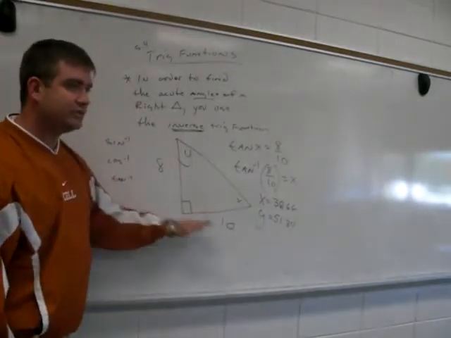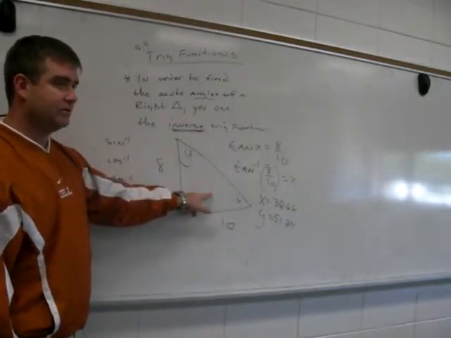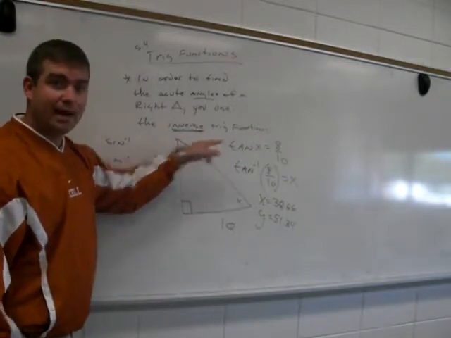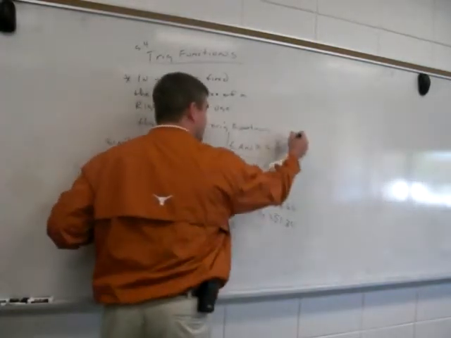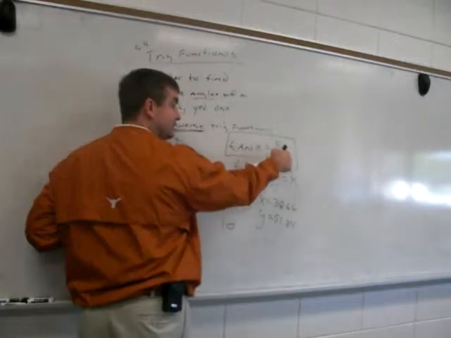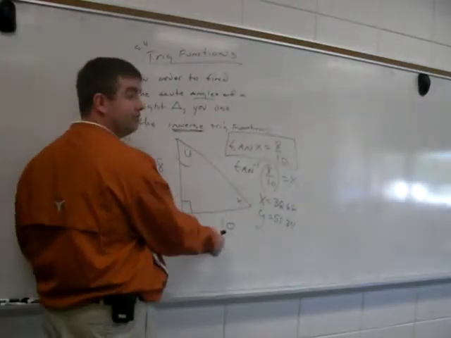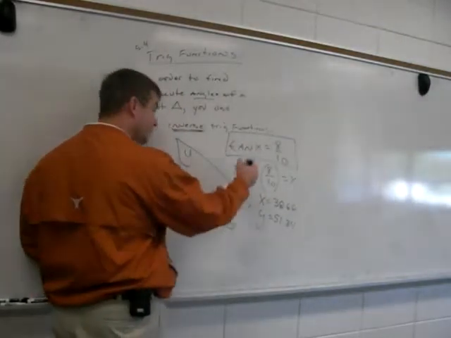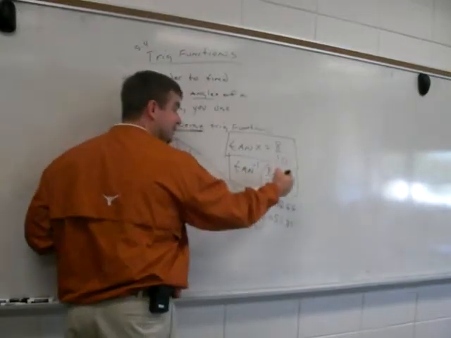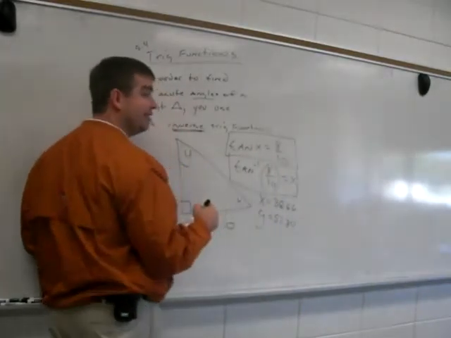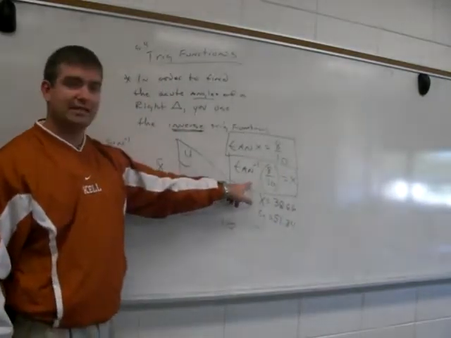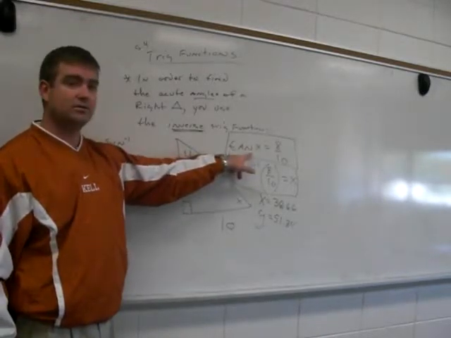Okay, so let's recap. They're going to give you two sides and ask you for an angle. We're going to set it up right here with a regular tangent of x, or unknown angle, is equal to the ratio opposite over adjacent. Then we set up the inverse tan like this, and we solve that on our calculator. You don't even have to write this down.